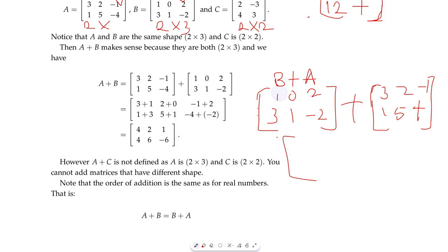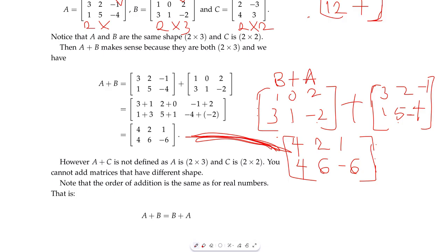1 plus 3, that's 4. 0 plus 2, that's 2. 2 plus minus 1, that's 1. Are you seeing that now? Then 3 plus 1, that's 4. 1 plus 5, this is 6. Minus 2 plus, okay, this one is minus 4 here. So minus 2 plus minus 4 will also give us minus 6. You can see that your answer here and this one, they are the same. Are you seeing that now? They are the same answer.